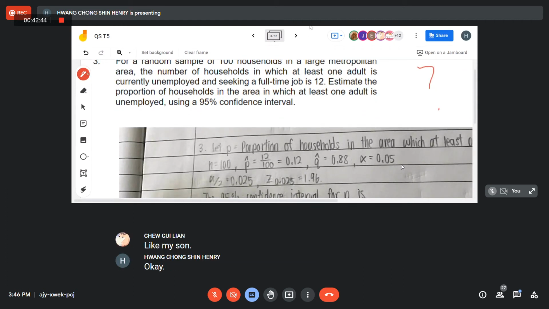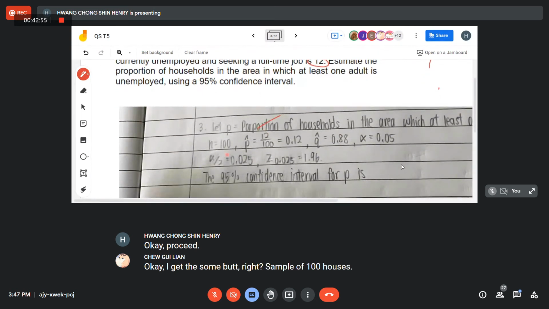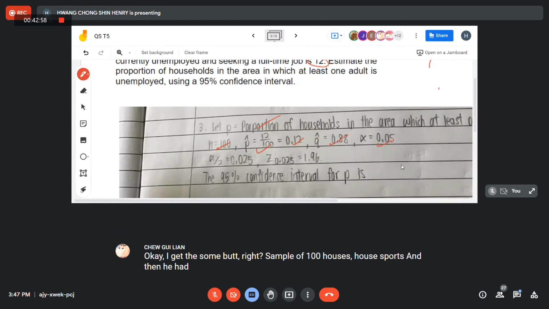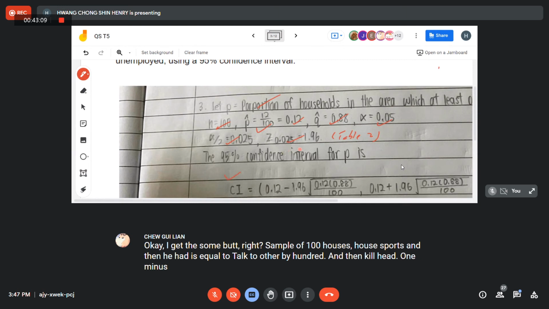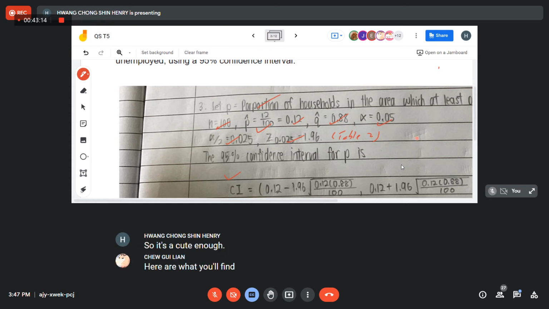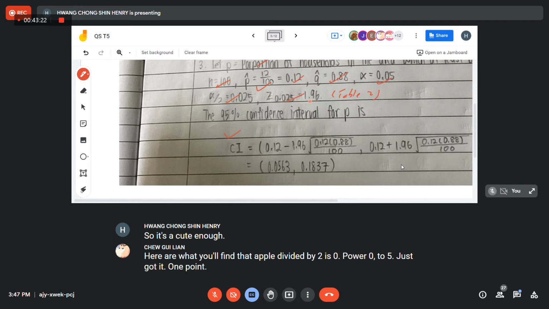Okay, proceed. I get the sample of 100 households, and then P hat is equal to 12 divided by 100, and then Q hat is 1 minus P hat. So alpha is 0.05, and then alpha divided by 2 is 0.025. Z score is 1.96.